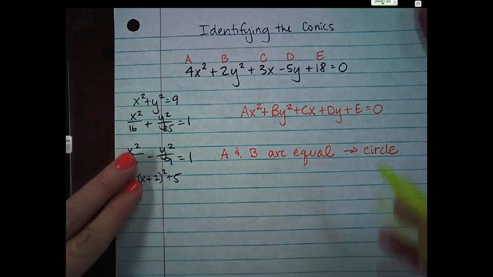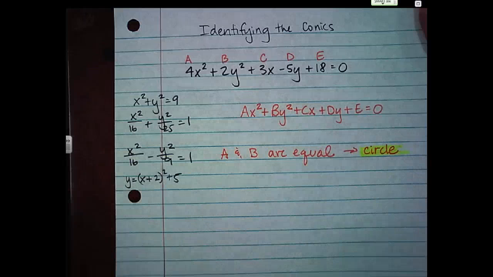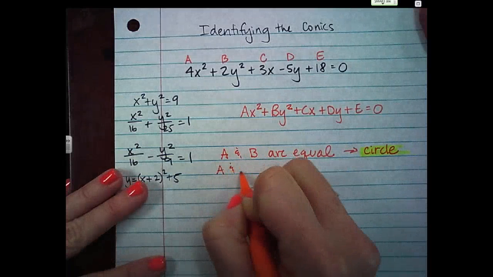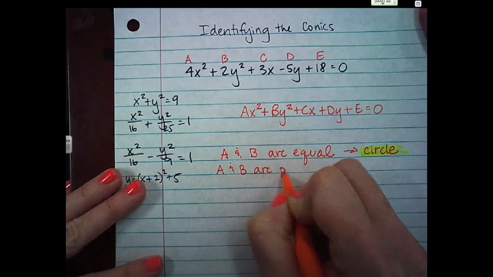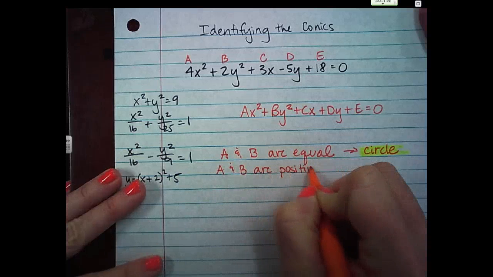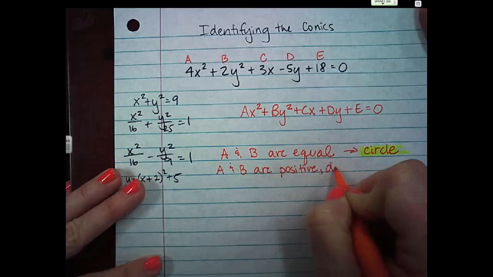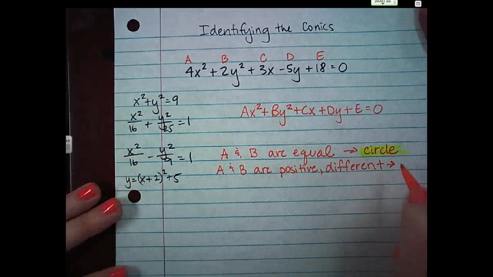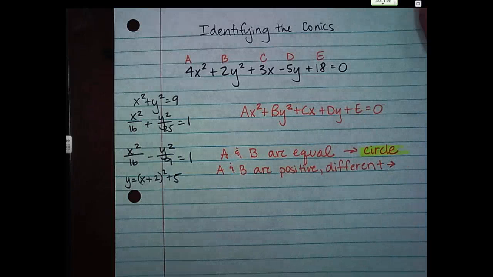Now, what happens if A and B are positive and different? What do you think it's going to create? If A and B are positive and different, what are we going to have, do you think? An ellipse. Very good.